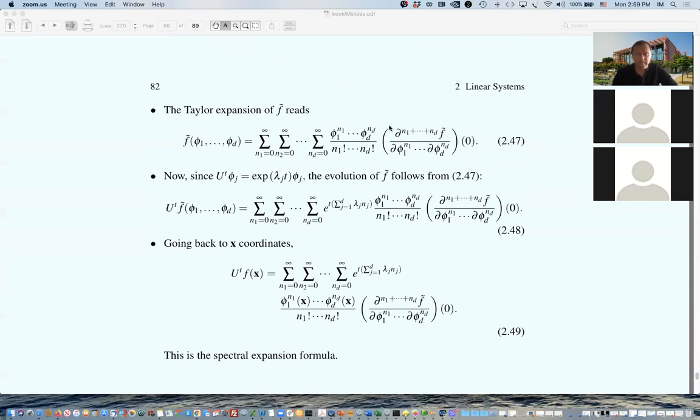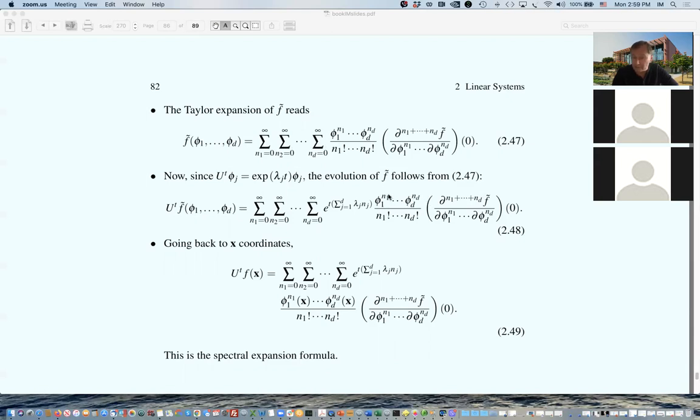So now that we have that expansion, we can apply the Koopman operator U^t to it, and we know that for each eigenfunction phi_j, the operator acts by multiplying phi_j with e^(lambda_j t). But interestingly, in the Taylor expansion, we have these products of eigenfunctions, and the Koopman operator is linear. So when you apply it to f tilde, it passes through the sum, and then it acts on these individual eigenfunctions.